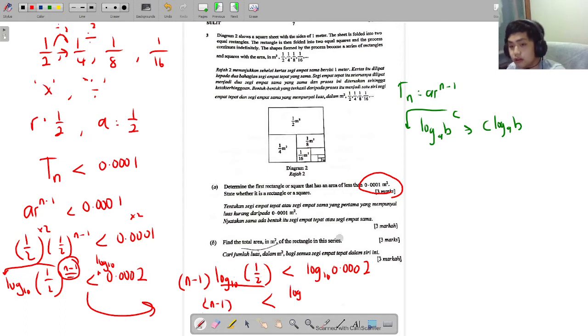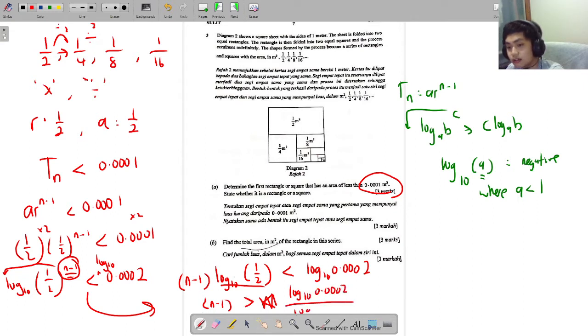If you put a log of a value less than 1, so basically log 10 a equals negative where a is less than 1. So any value in here that's less than 1, the log result automatically becomes negative. So if you divide both sides by this, your symbol is going to change direction to become more than. So it will be log 10 0.0002 over log 10 half.